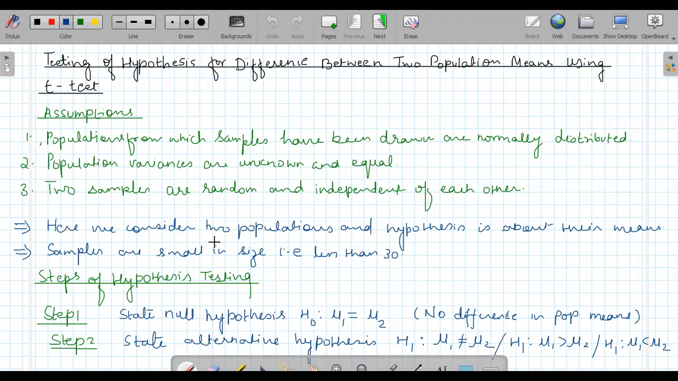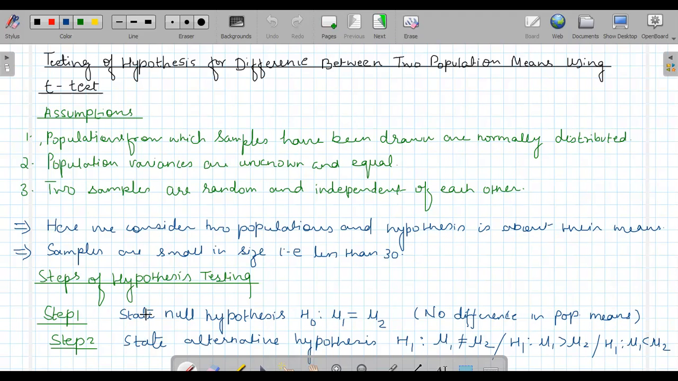So here we consider two populations and hypothesis is about their means. यहाँ पर दो populations हम consider करेंगे जिन जो hypothesis है that hypothesis is about their means. Samples are small in size, that is less than 30. So let's see what are the steps of hypothesis testing.